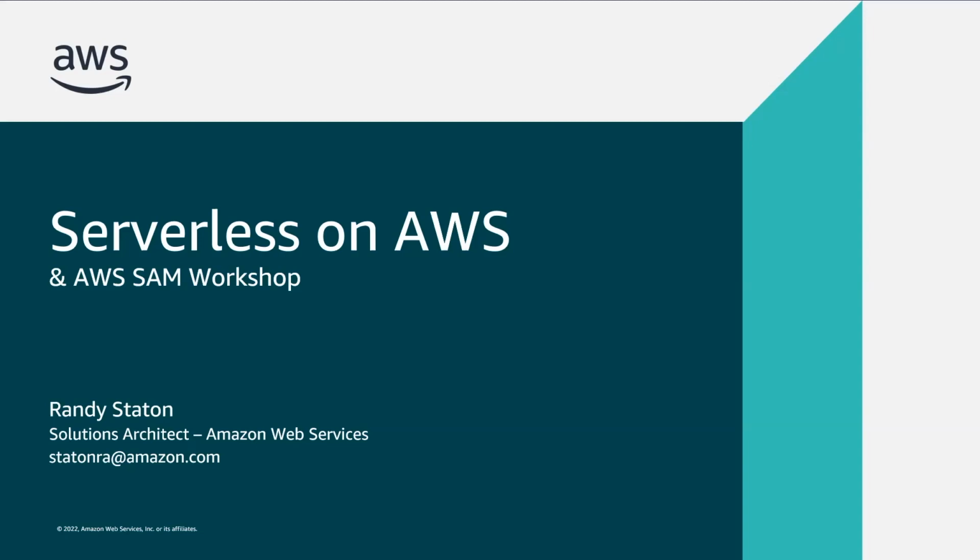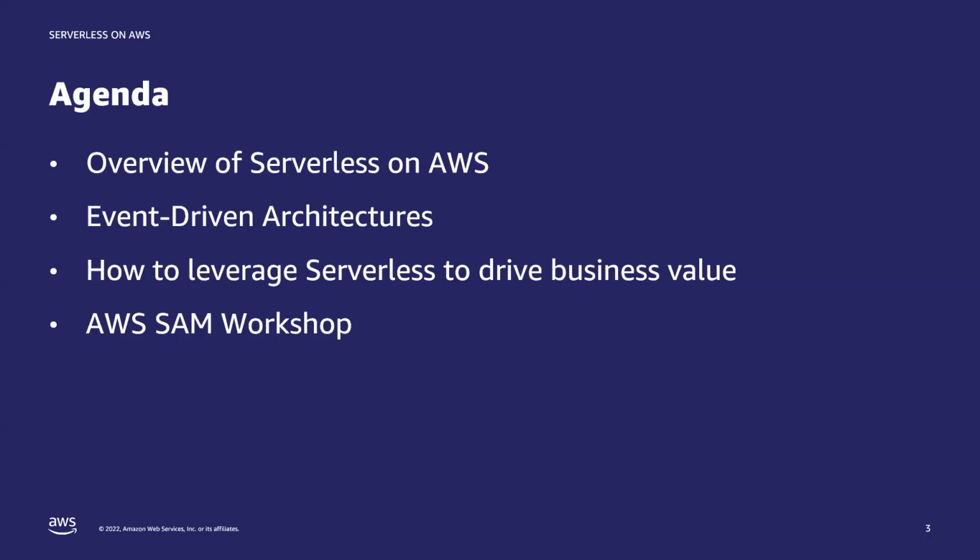I will say that I thought I would have 2 screens today, and I don't have my slide notes. So give me a second here as we dive in. We'll go through an overview of serverless on AWS. We'll talk about some of the patterns and event-driven architectures of using microservices and the new model of developing applications, not just in the cloud, but more in a microservice model. How to leverage serverless to drive business value, and then we'll kick off that workshop.